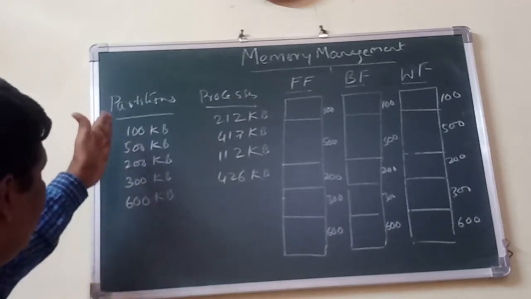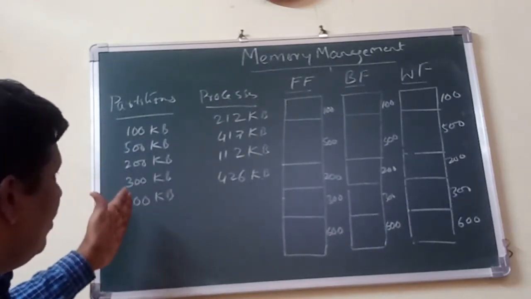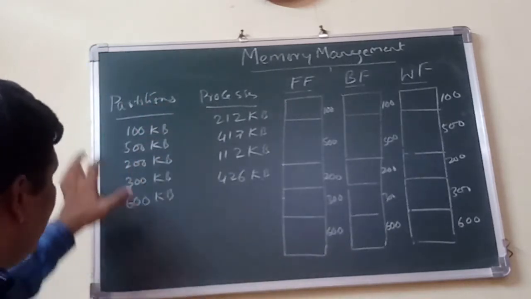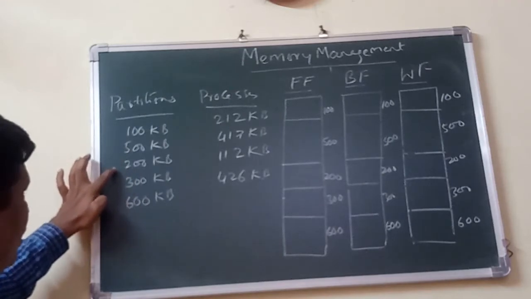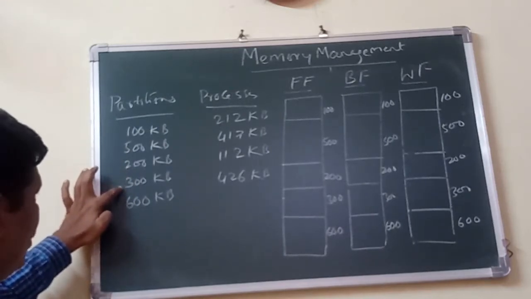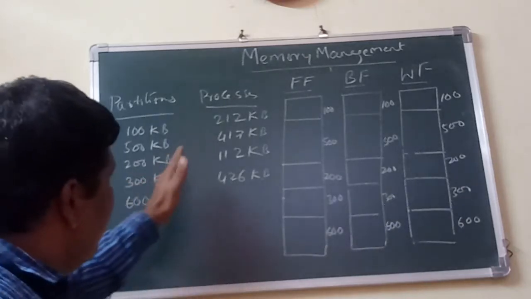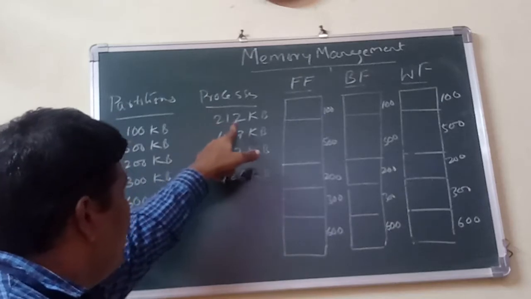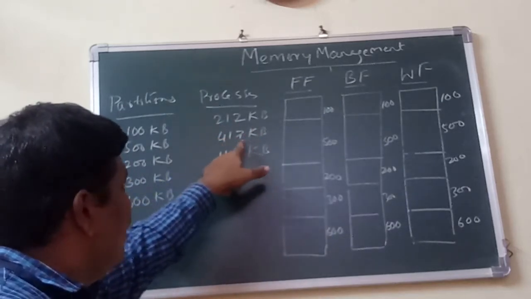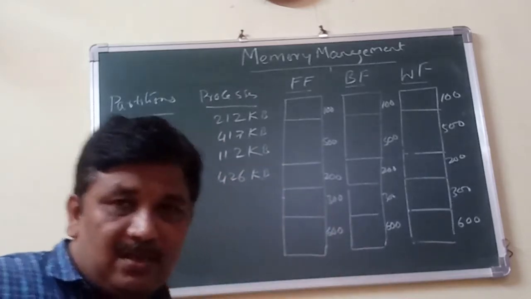On the left hand side we have been given the various partitions, various holes that are available. So this is a 100 kilobyte partition, 500 kilobyte partition, 200 kilobyte partition, 300 kilobyte partition and 600 kilobyte partition, right? And these are the processes. The first process requires 212 kilobytes, then 417 kilobytes, 112 kilobytes, 426 kilobytes, right?